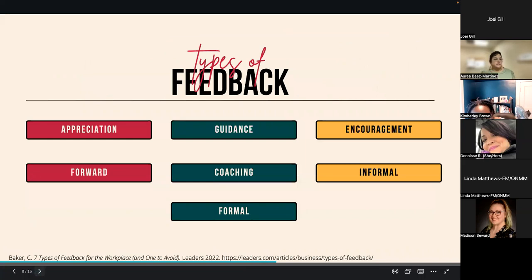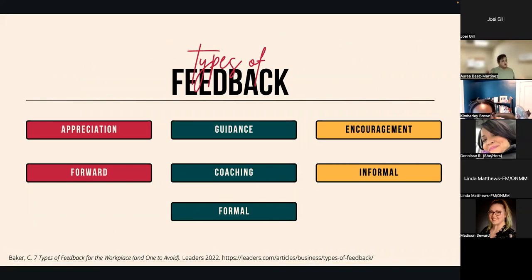So let's talk about the types of feedback. We have the appreciation feedback, which can act as a motivator. It's as simple as saying thank you. Oh, you did great. I appreciate your help in this. Guidance. It's not just to praise team members, but to guide them as well, and it comes in the form of suggestions for improvement. Encouragement. It's an excellent way to boost morale, especially when somebody is struggling.